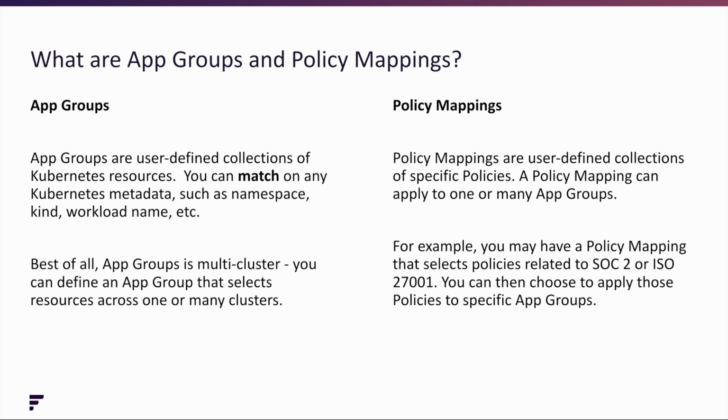And so a policy mapping can apply to one or many app groups. So for example, you may have a policy mapping that selects policies related to SOC 2 or ISO 27001. You may then choose to apply these specific groups of policies to specific app groups so that you can target certain resources with additional policy enforcement.